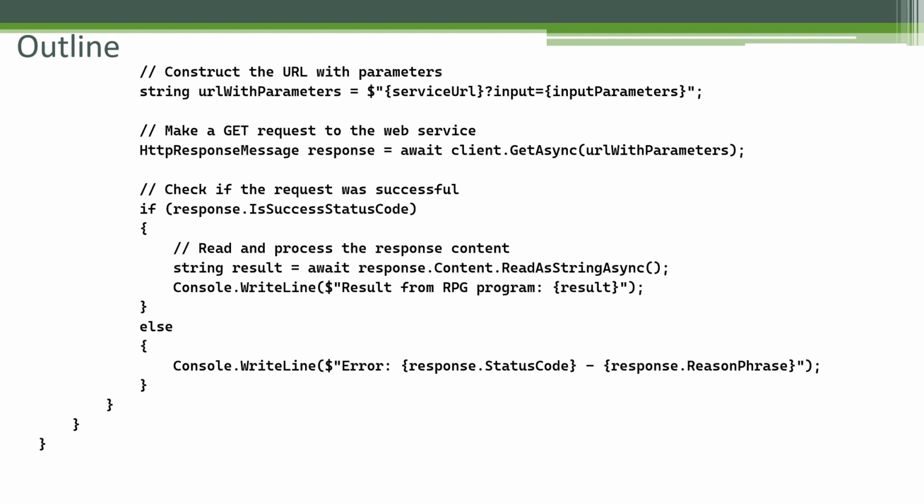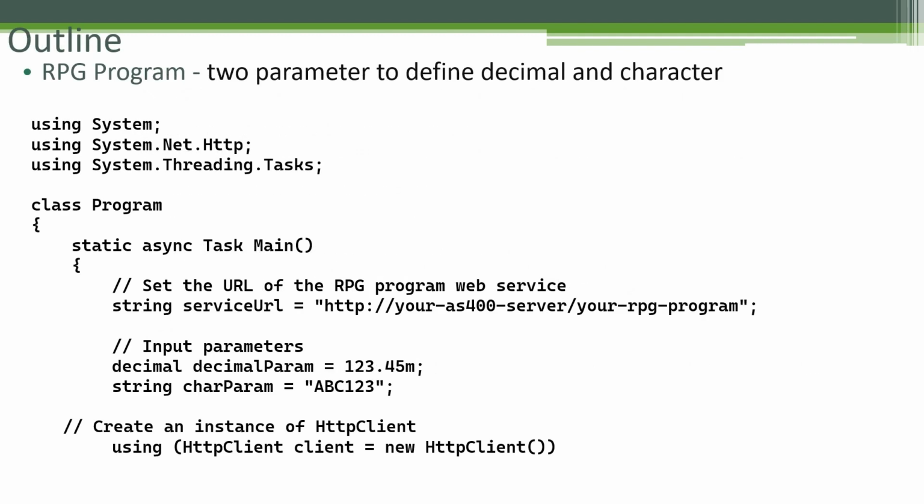The RPG program is called with an input parameter, the standard approach. The result is shown in the .NET program. In the RPG program, we are passing two parameters, one decimal and another character, and we need to define them in the C# program.